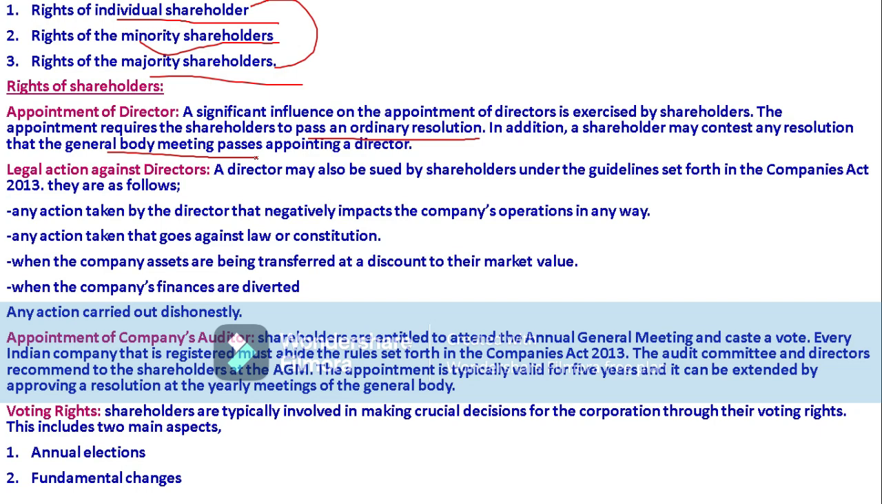An ordinary resolution is required to be passed by the shareholders for the appointment, and apart from this, shareholders can also appoint various types of directors, like an additional director who will hold the office until the next general body meeting.